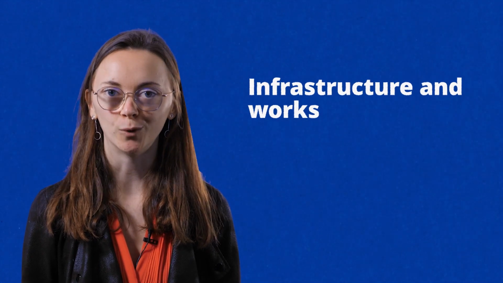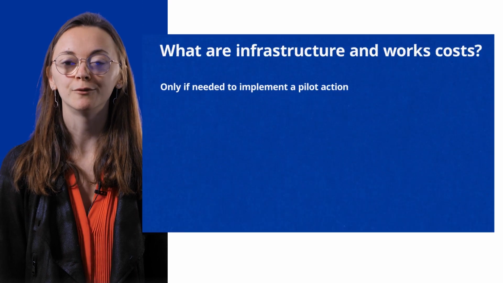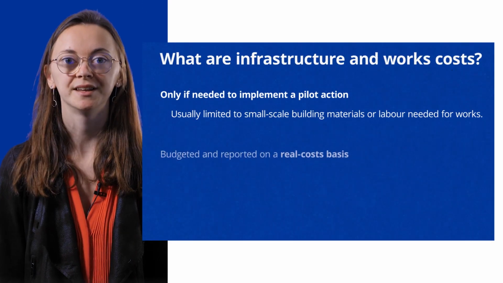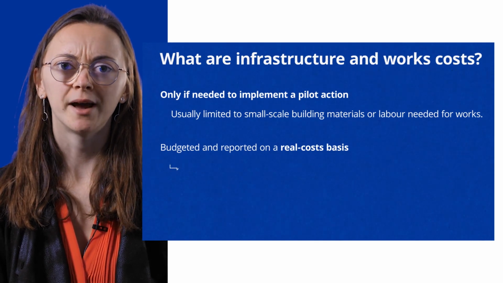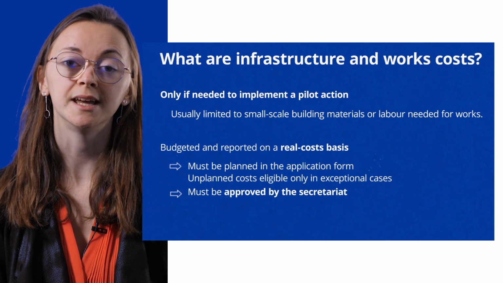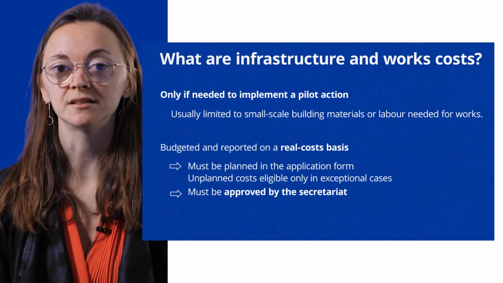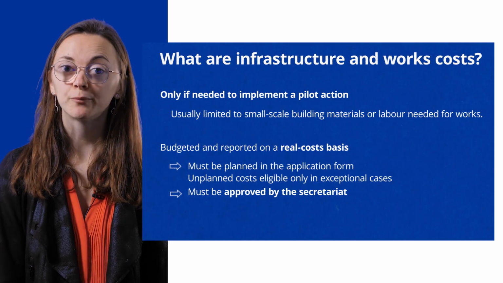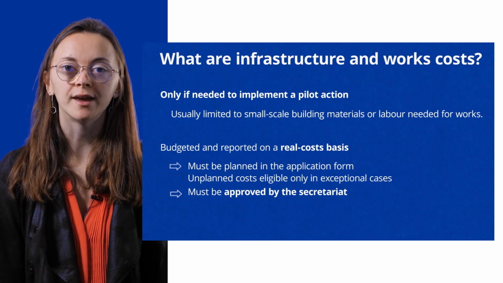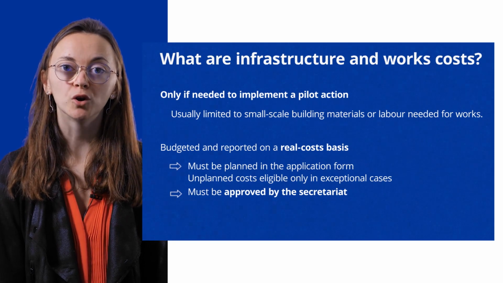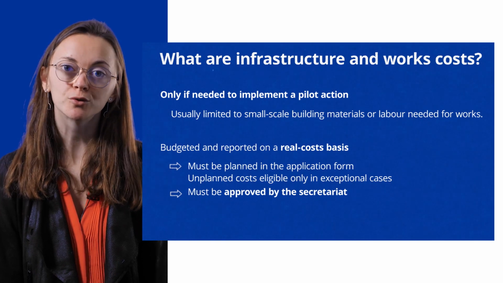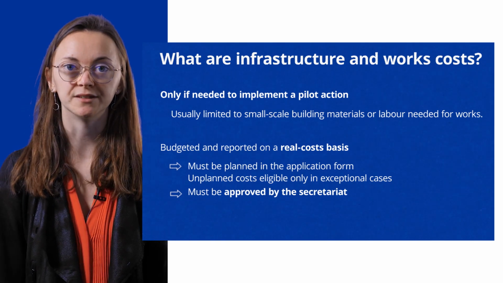So now let's talk about the last cost category, which is infrastructure and works. This is a new cost category for Interreg Europe, and it can be used only when you have a pilot action planned. Based on the experience from our projects who had pilot actions, the pilot action costs could be covered by the equipment or the external expertise and services cost categories. So we expect project partners to use this cost category rather exceptionally, and it can be, for example, to finance some labor costs or materials for some small-scale infrastructures linked to the pilot activities.